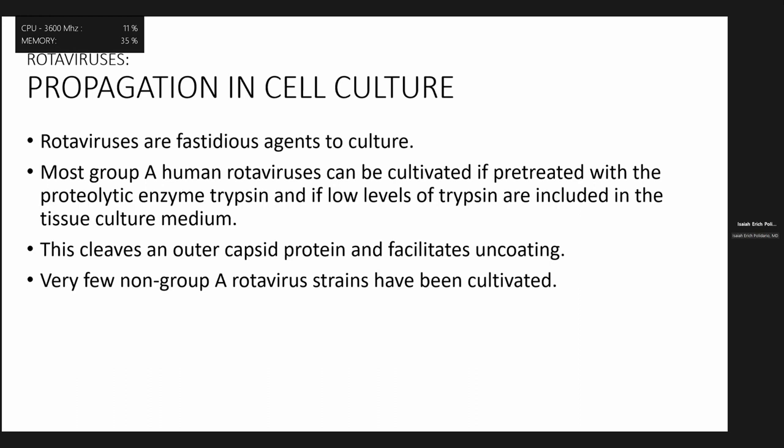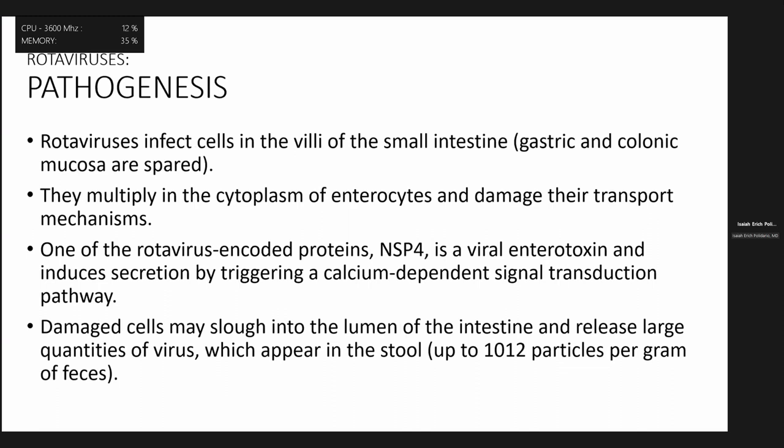For propagation in cell culture, they are fastidious agents to culture. Most group A human rotaviruses can be cultivated if pre-treated with the proteolytic enzyme trypsin and if low levels of trypsin are included in the tissue culture medium. This clips an outer capsid protein and facilitates uncoating. Very few non-group A rotavirus strains have been cultivated.